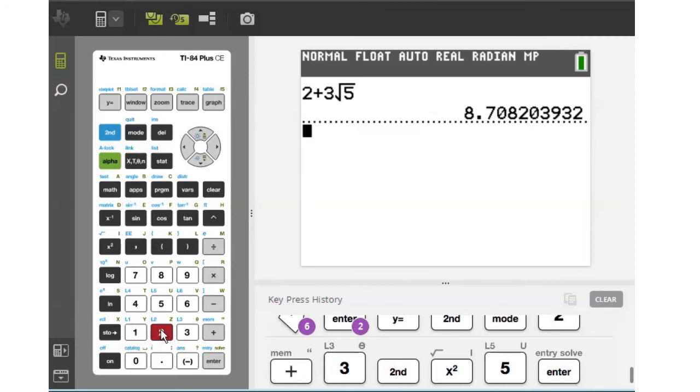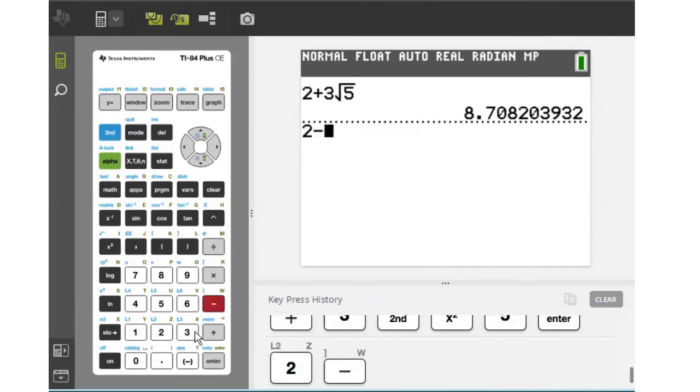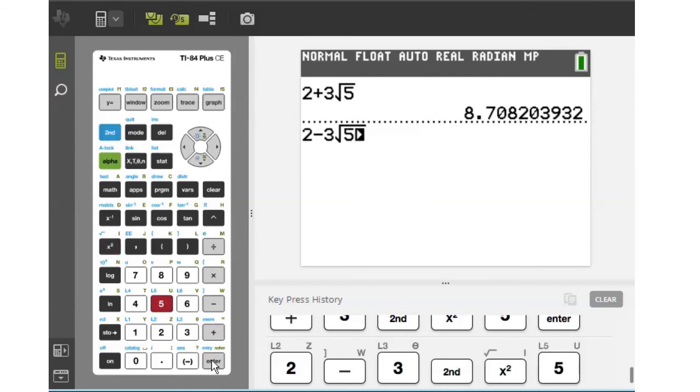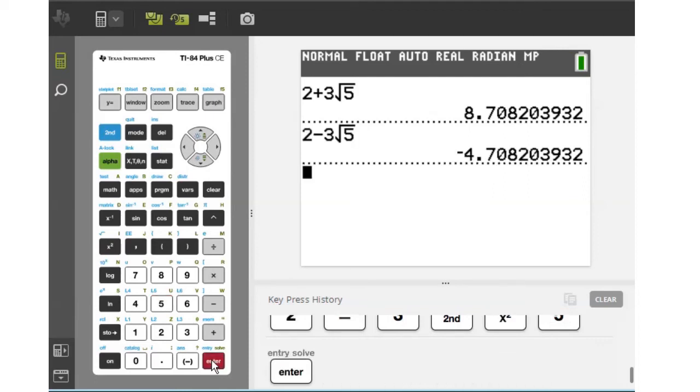I need to also check what 2 minus 3 radical 5 is. So I'm going to put that in the calculator as well. And the answer is negative 4.708. So any value that is equal to negative 4.71 or close to that is going to be a good representation of 2 minus 3 radical 5.